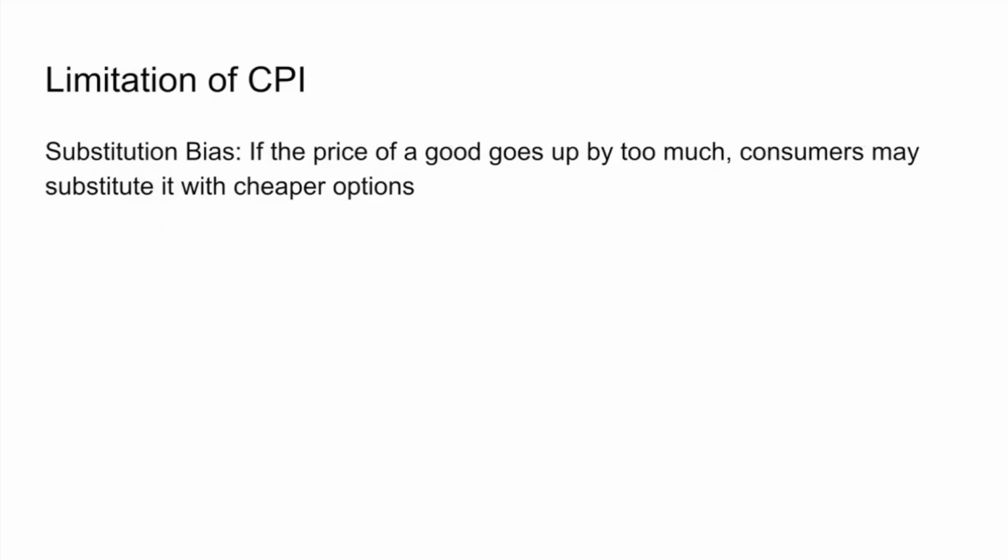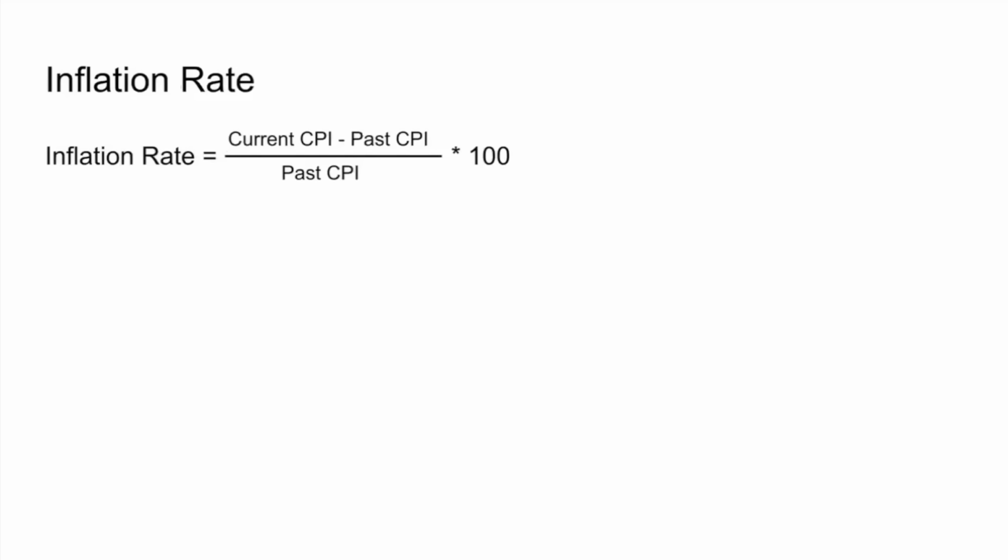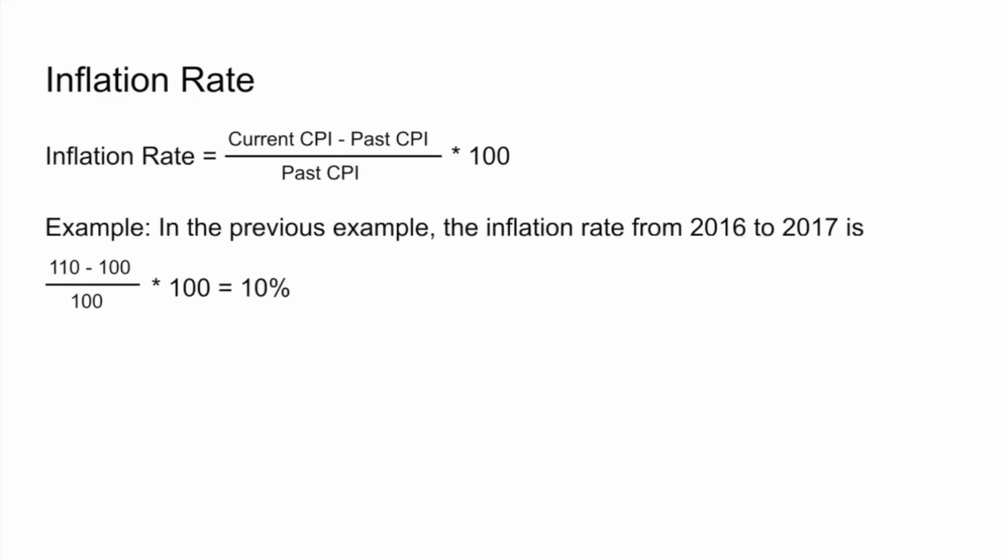All right, now here's the limitation of CPI, substitution bias. If the price of a good goes up by too much, consumers may substitute it with cheaper options. So inflation, which causes general prices to rise, doesn't necessarily mean that the amount that consumers need to spend is greater by the same proportion. And the inflation rate is the current CPI minus past CPI all over the past CPI times 100. So in the last problem, it would be 110 minus 100 all over 100 times 100, which is 10%.